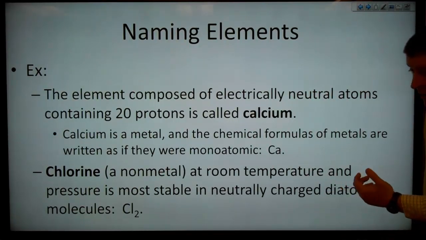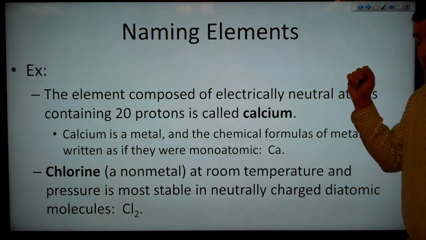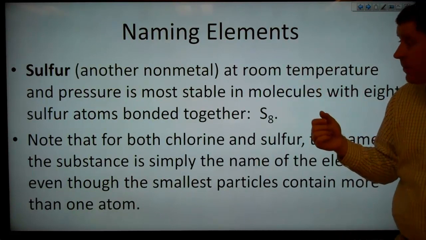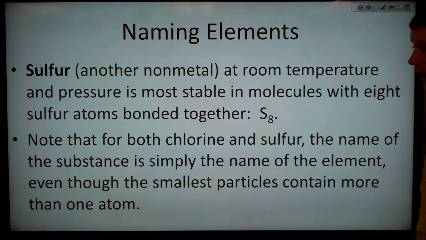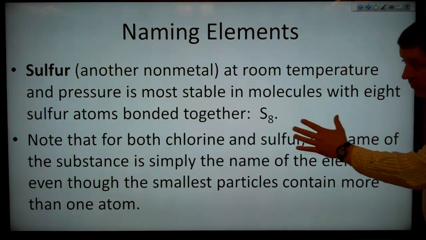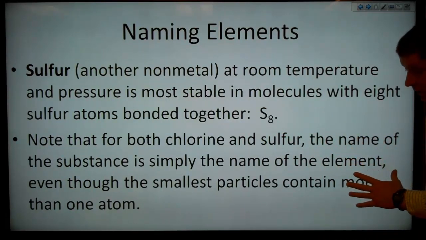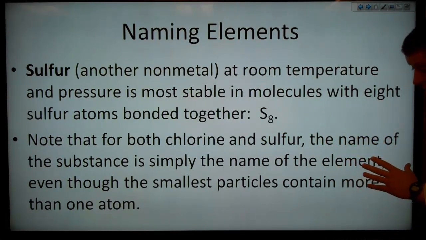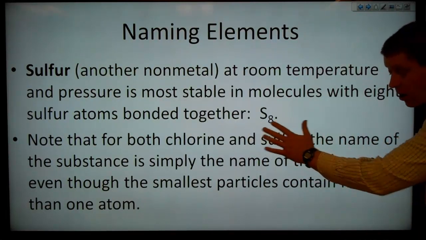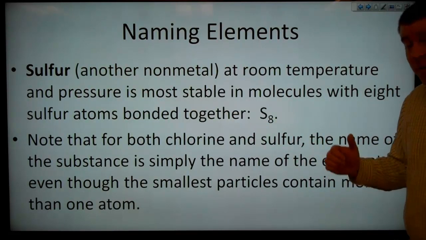Chlorine is a nonmetal, and at room temperature and pressure, it is most stable as the neutrally charged diatomic molecule Cl2, chlorine gas. Sulfur is another nonmetal, and at room temperature and pressure, it's most stable in molecules with 8 sulfur atoms covalently bonded together, so S8. Note that for both chlorine and sulfur, the name of the substance is simply the element, so we still call this sulfur, even though the smallest particles contain more than one atom of that element.